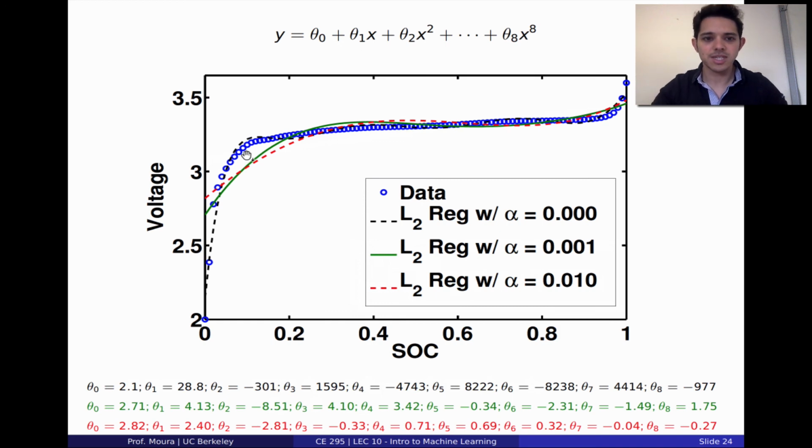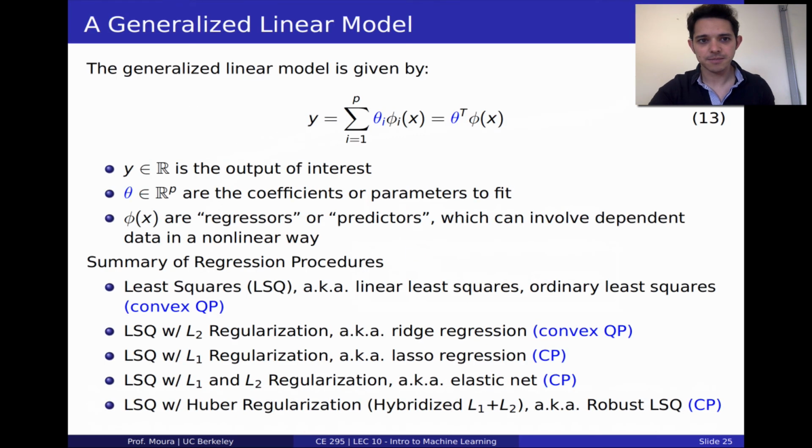The point here is you can see that as I increase alpha, I degrade a little bit my resolution, but here I can make the parameters smaller in magnitude. So depending on your application, you may want to apply these regularization techniques. Okay, now with that, we can then talk about a generalized linear model.